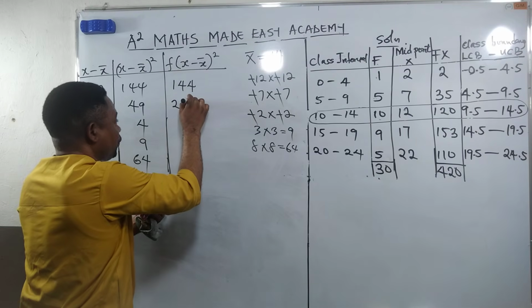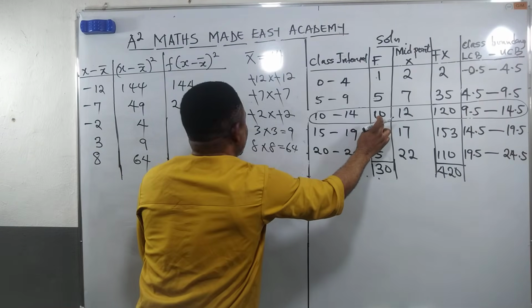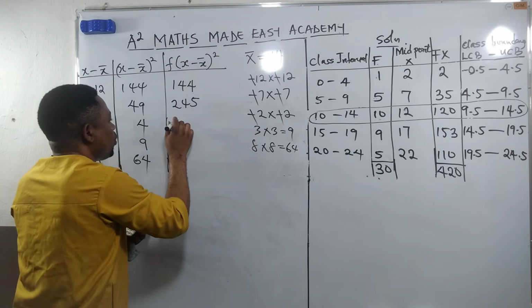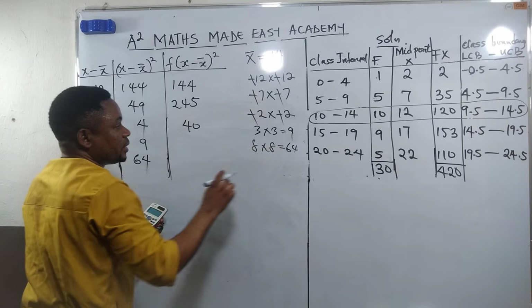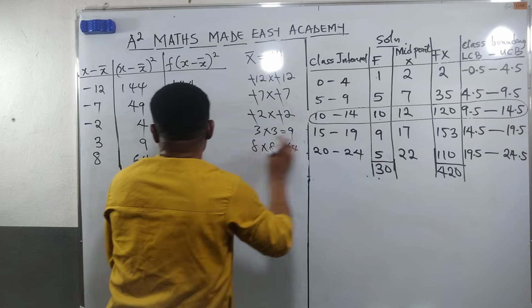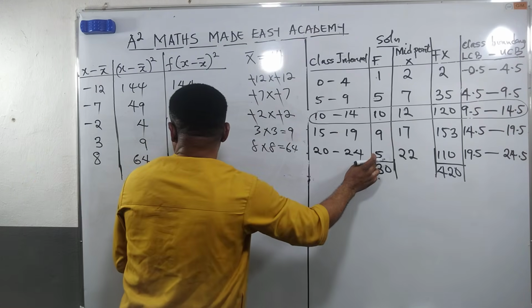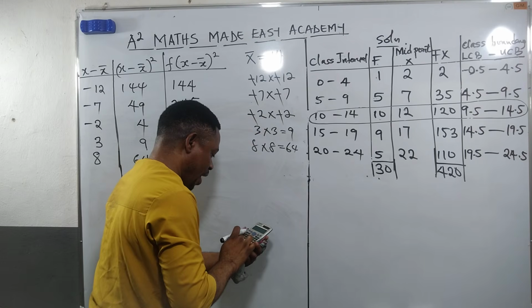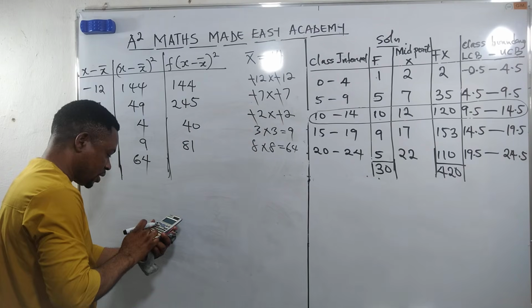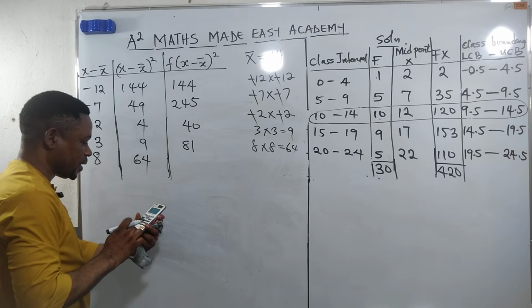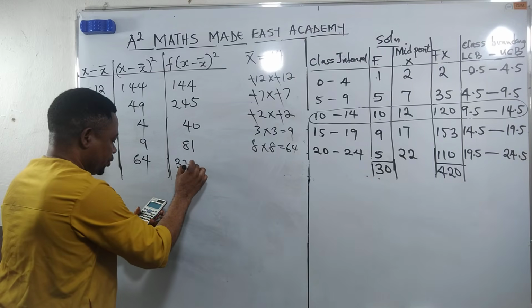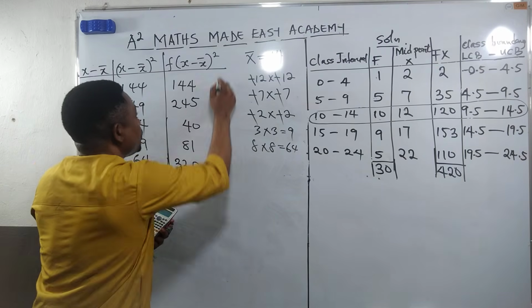245. Then the next one is 10, right? 10 times 4 will give me 40. Are you there? The next one is 9. 9 times 9 will give me 81. Finally is 5. I will now say 5 times 64. Are you there? Oh my goodness, you have 320. Then lastly, you add them together.